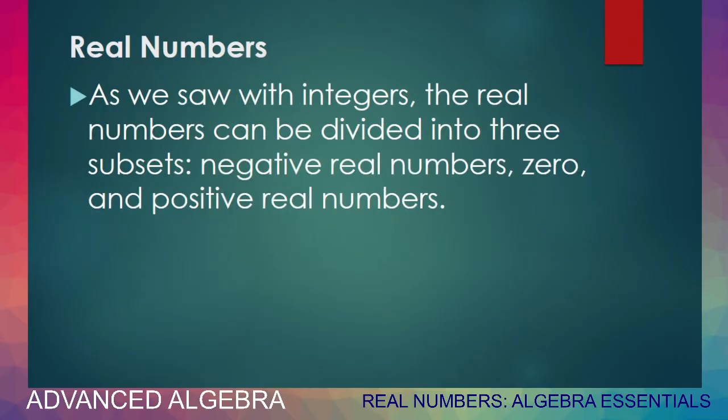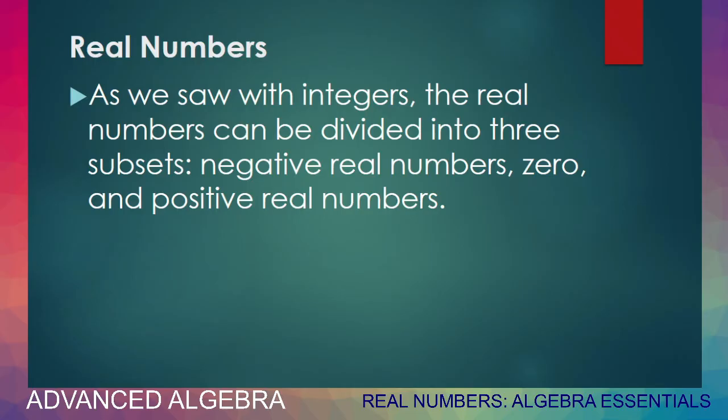As we saw with integers, the real numbers can be divided into three subsets. May divide natin siya into three parts: negative real numbers, zero, and positive real numbers. Ibig sabihin, kapag real numbers, wala tayong tinatawag na imaginary number. Kung naka-encounter kayo ng imaginary number, hindi siya kasama sa real numbers. Kasama doon si undefined, so hindi din siya real number. Okay?